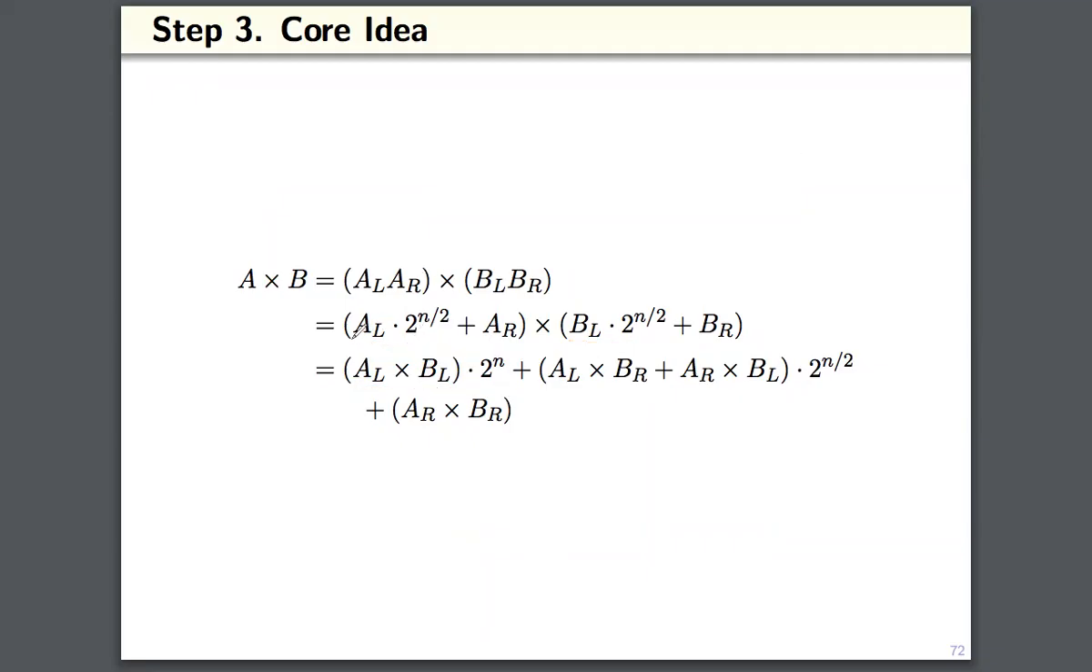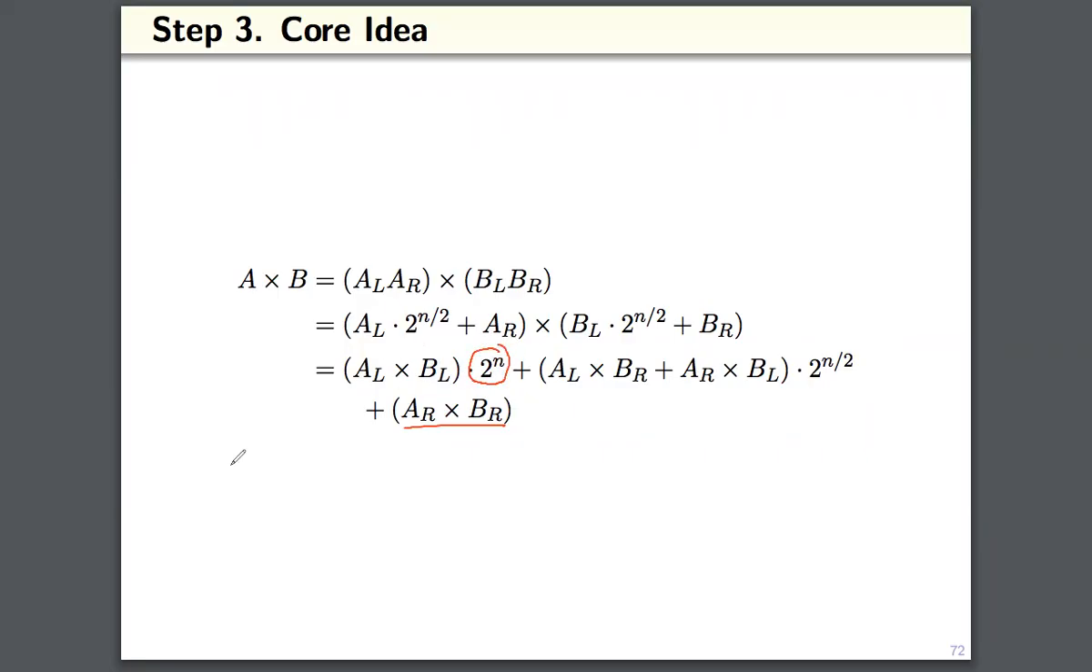Okay, next, you can multiply AL and BR, AR and BL. So look at this. Take 2 power n by 2 out. Now it would be AL times BR plus AR times BL. You're taking 2 power n by 2 as a common factor, and plus the remaining term AR times BR. You see what we are getting at, right?